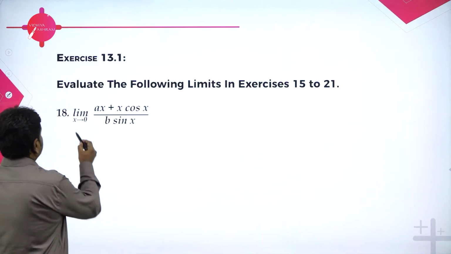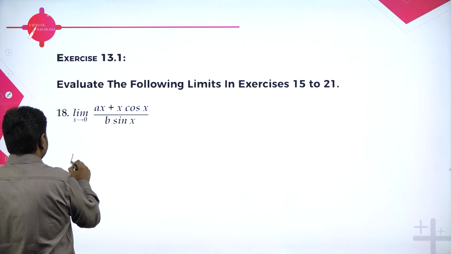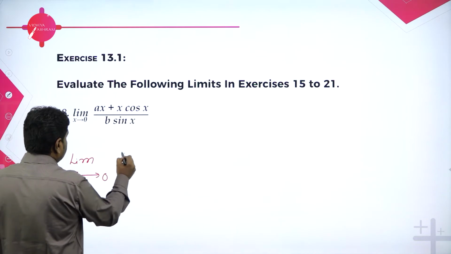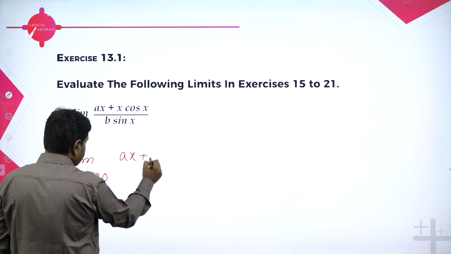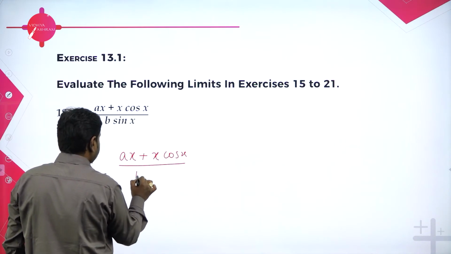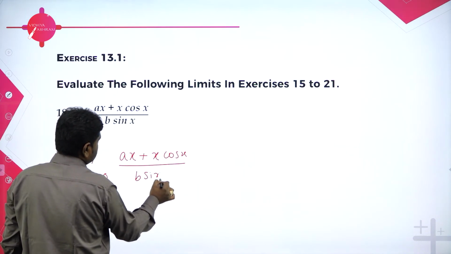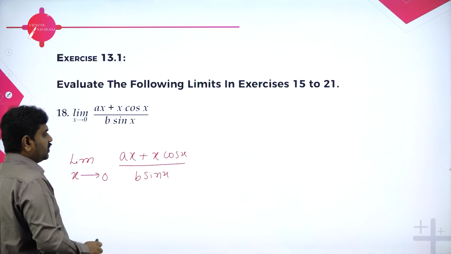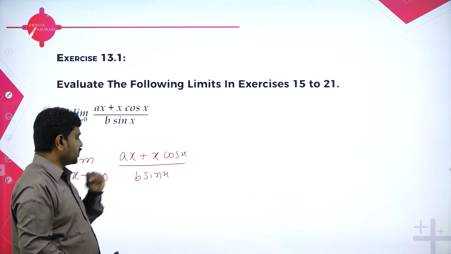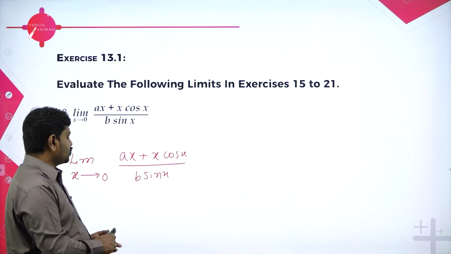And then limit x tends to 0, they give ax plus x cos x divided by b sin x. So dear students, we can split this. We have two techniques to solve. I'll take x common, then it will become a plus cos x. Then the x you can rearrange.